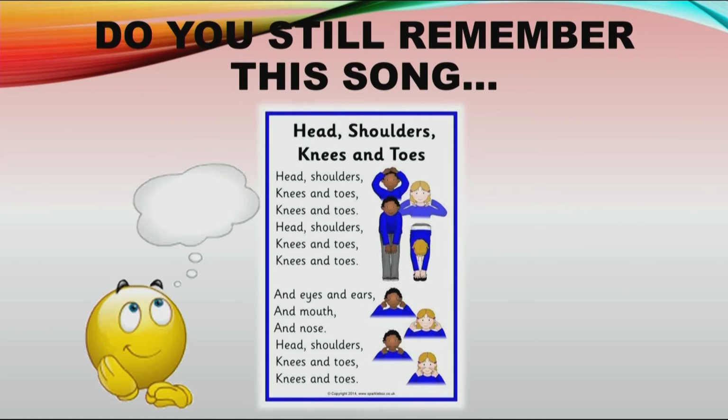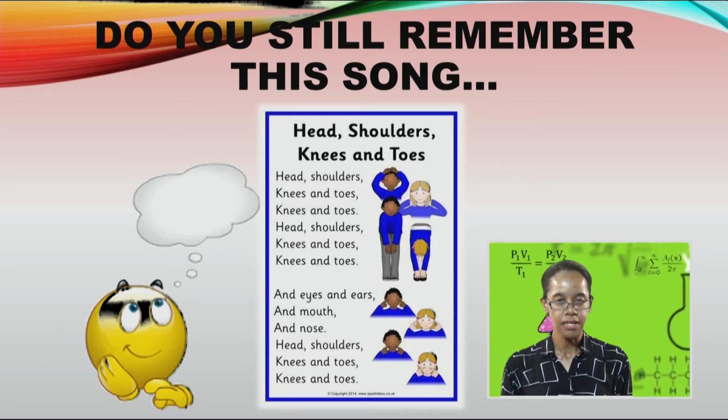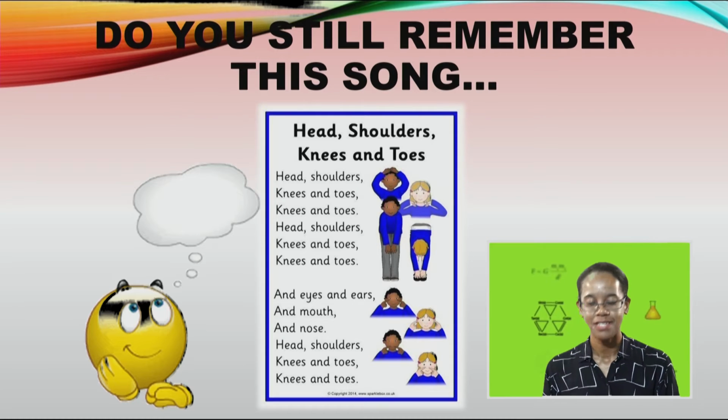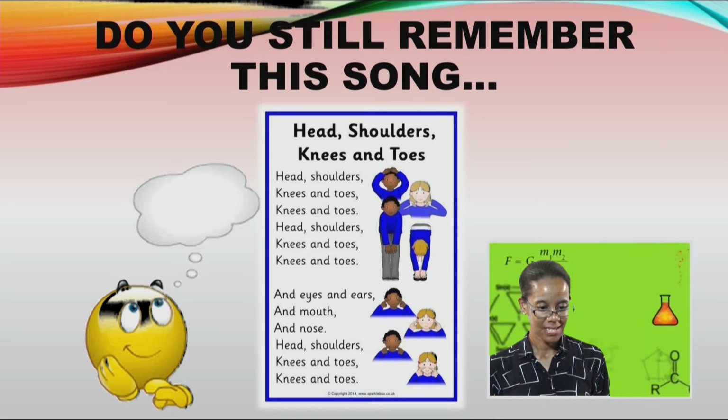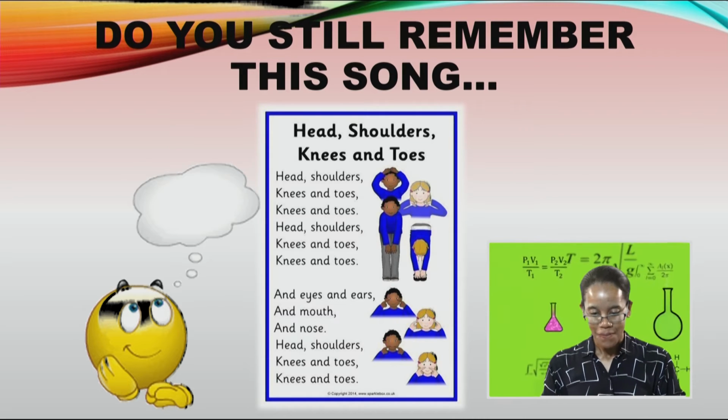Do you still remember this lovely song, Head, Shoulders, Knees and Toes? You can sing along with me. Okay, don't be shy. Head, shoulders, knees and toes, knees and toes. Head, shoulders, knees and toes, and eyes and ears and mouth and nose. Head and shoulders, knees and toes. I know you want me to sing again, but we'll do it when you come back to school.